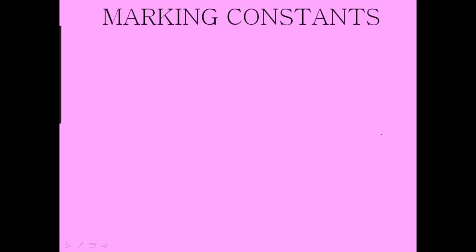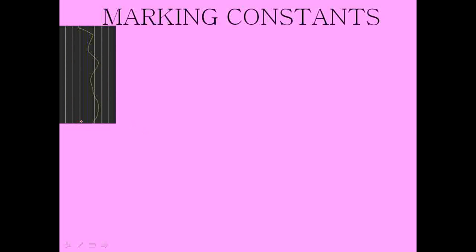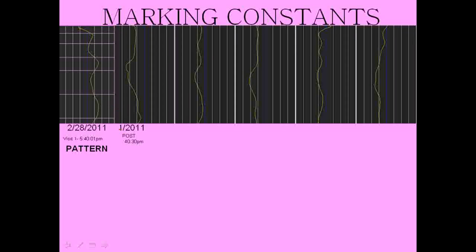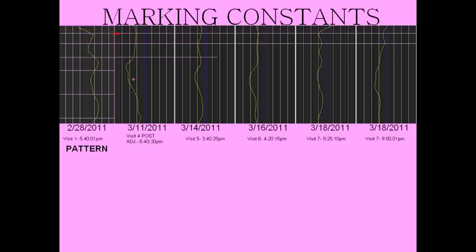Now in subsequent visits, when marking the constants, this is our original pattern, and we had 6 constants. And so when we take the subsequent visits, March 11th, March 14th, March 16th, March 18th, and again on March 18th, we have these readings, and what we're going to do is extend the line from our pattern across to the rest of the readings. So extend them out.